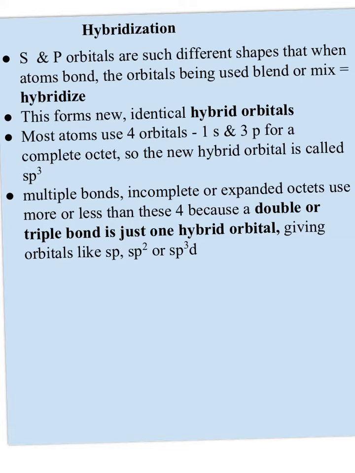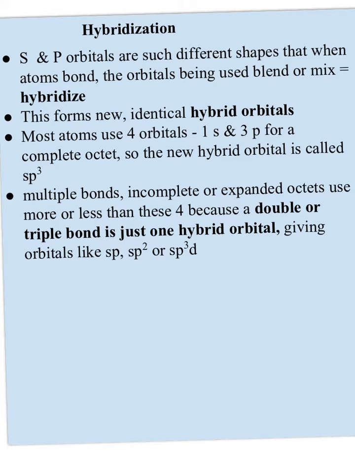So when you have an s orbital on one atom combining or bonding with a p orbital on another atom, they're going to morph their shape or change their shape, and that's what we call a hybridized shape or a hybridized orbital. So you form new identical hybrid orbitals, and since most atoms use 4 orbitals, they're going to be using 1 s and 3 p orbitals to form those 4 bonding pairs. And so new hybrid orbitals called sp3 are developed instead.